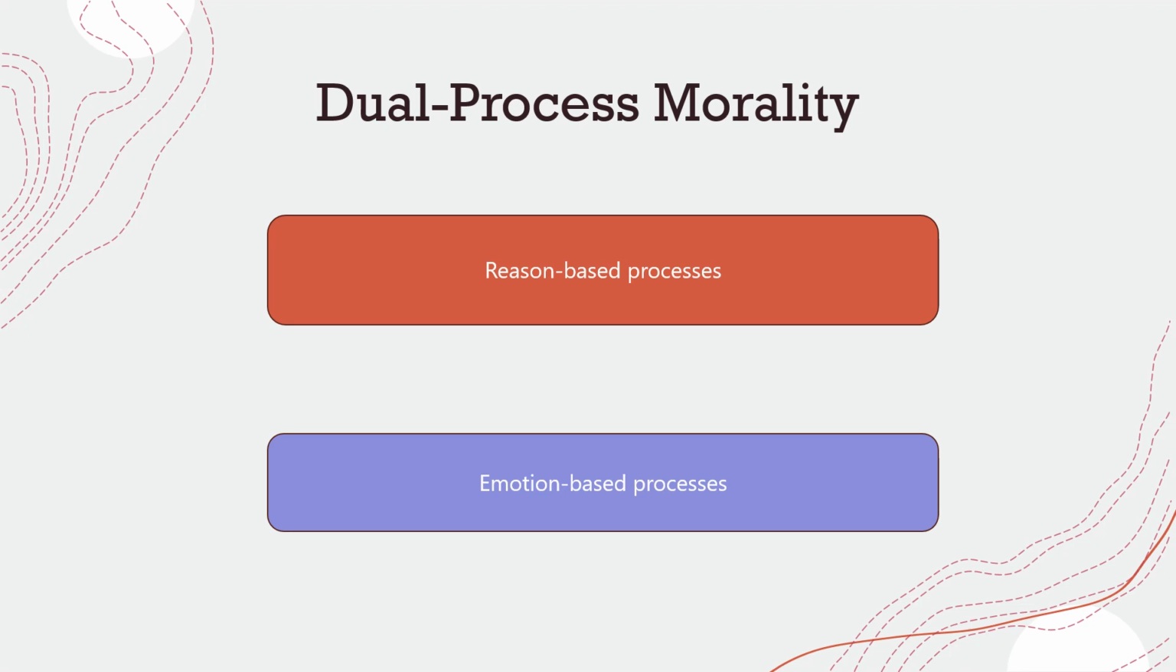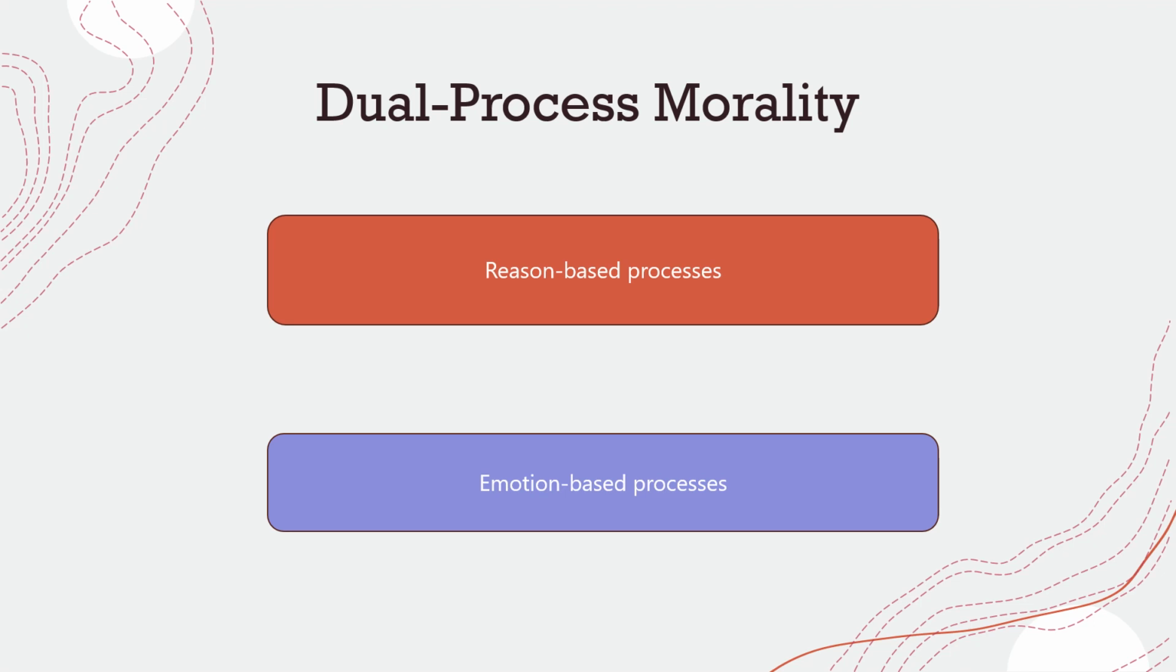We came across dual process theory before when we looked at the theory of mind. Dual process theory has been used in a lot of different areas of psychology, and moral psychology is one of the areas where it seems to have been fruitful in developing a view of how we make moral judgments. Our dual processes here are reason-based processes and emotion-based processes.